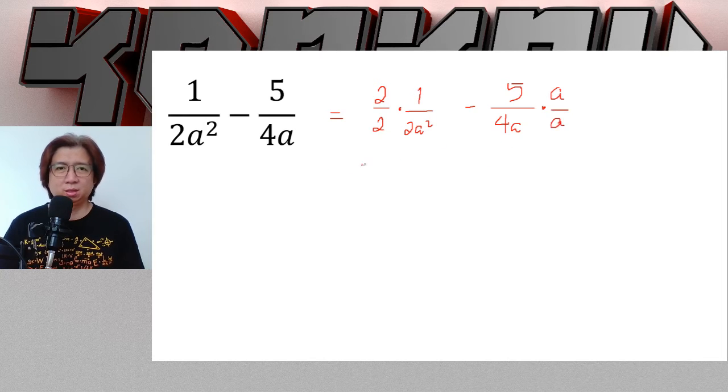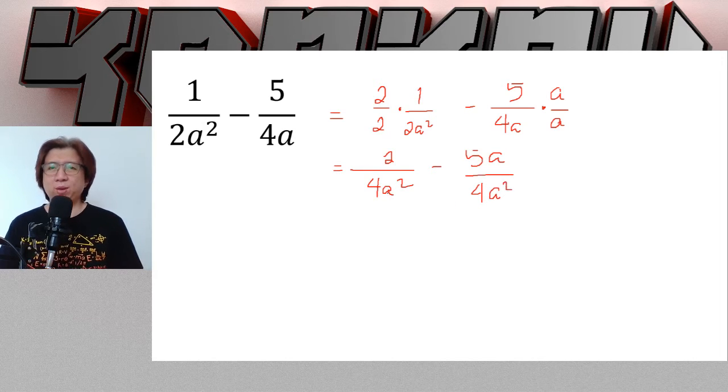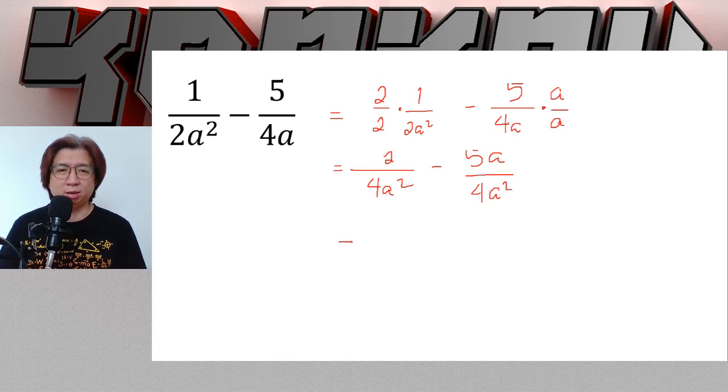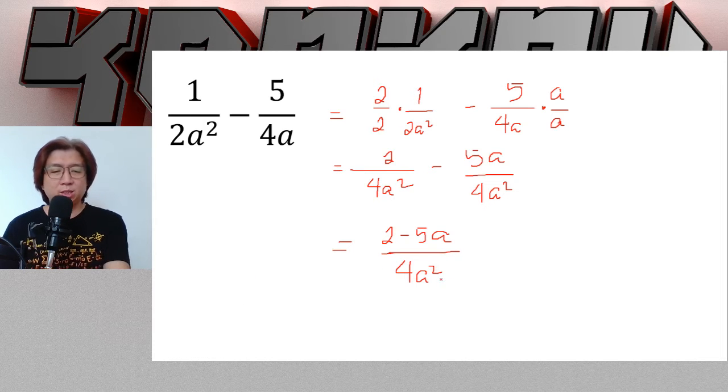Okay, so we have 2 over 4a squared minus 5a all over 4a squared. Okay, so now we have the same denominator, so we can now proceed to subtraction. So we have 2 minus 5a all over 4a squared.